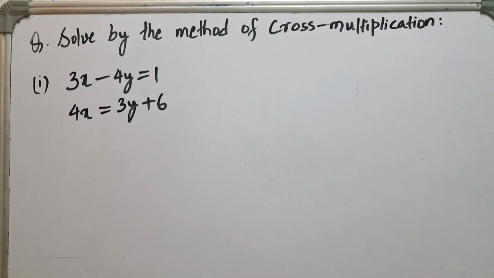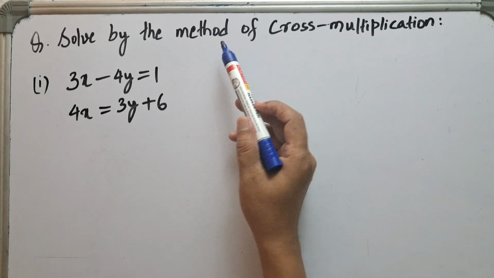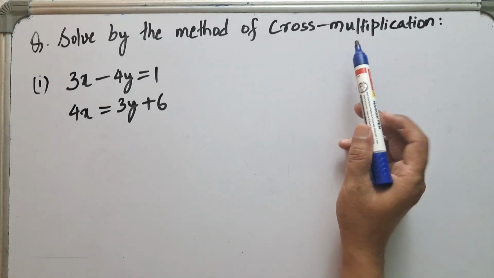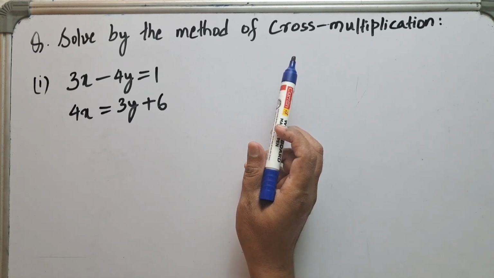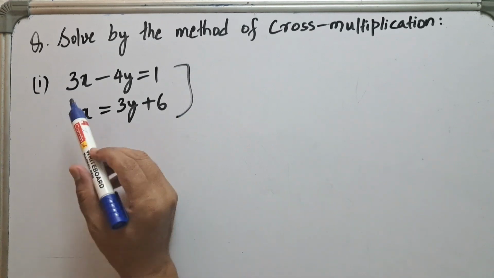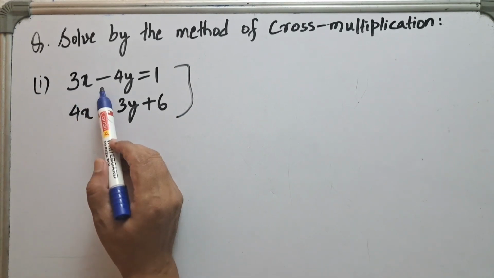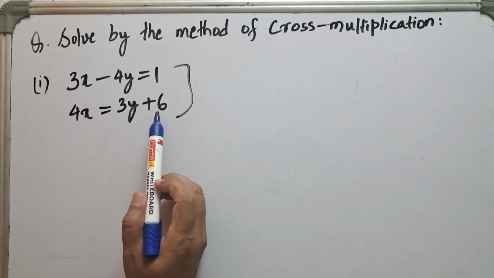Hello students, today in this video we shall learn to solve linear simultaneous equations by the method of cross multiplication. To understand the topic, I have chosen two questions and this is the first one. So let's solve this question. This is equation 1, 3x minus 4y equal to 1, and equation 2, 4x equal to 3y plus 6.